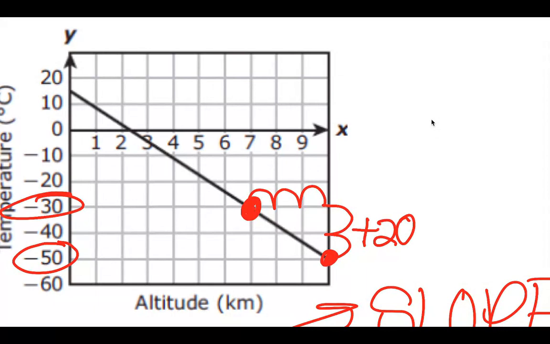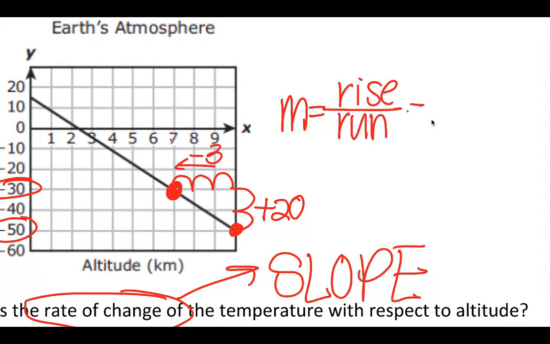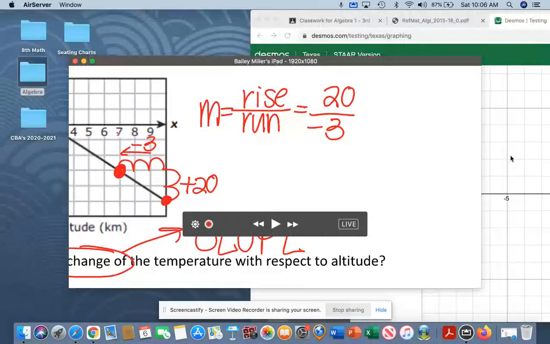Your x-axis is only by 1. So I went from 9 to 7. So that was to the left. So it's -3. And again, to find my m, it's rise over run. My rise was up 20. My run was over -3. I'm going to plug that into Desmos to simplify it for me.